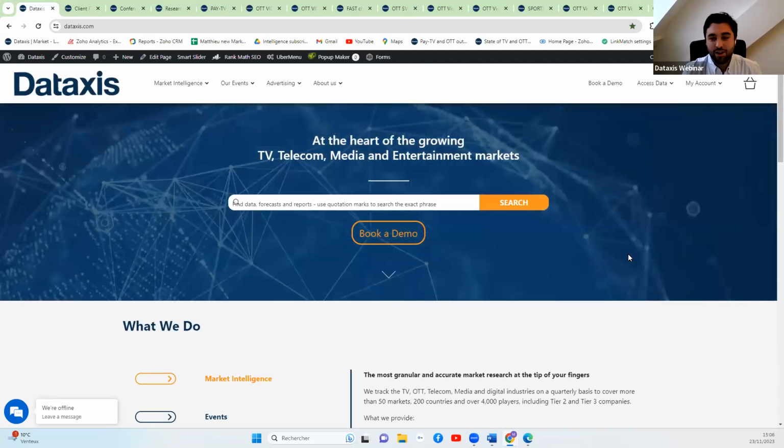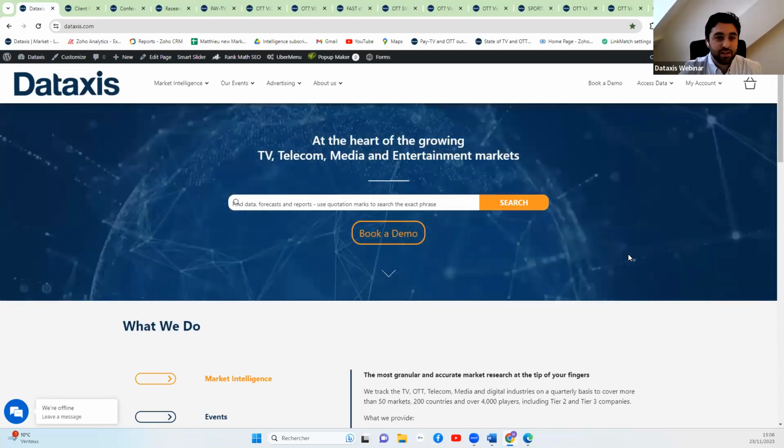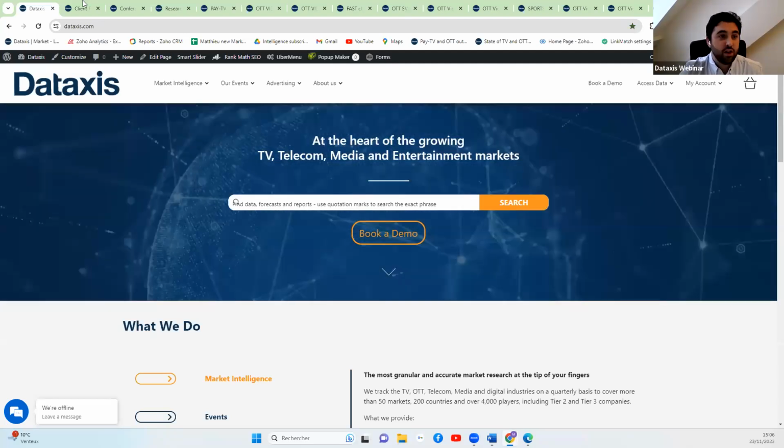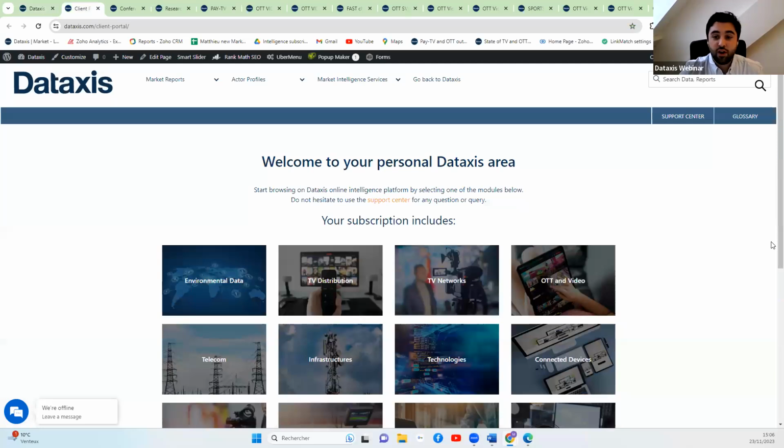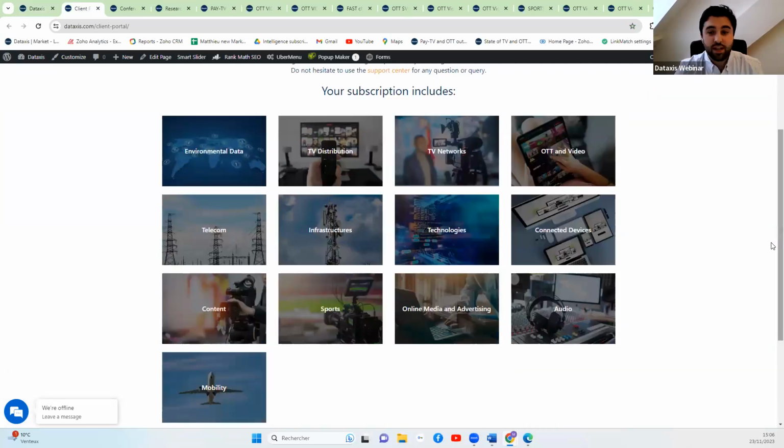This presentation will start with Dataxis activities. We have different fields of activities. First, we have the market research, and you can see on your screen now all the different topics that we address in market research. You have more topics than just that. These are the categories, but if you go into the categories, you will see the granularity of the metrics we have: basically subscribers, revenues, ARPU, on every technology, every player, on a quarterly basis with forecasts. This is the promise we make on the research that you can get from us.